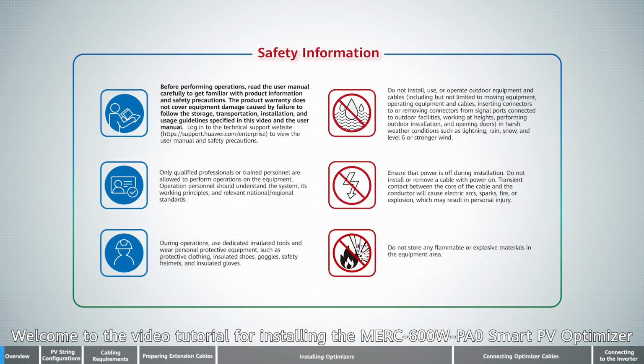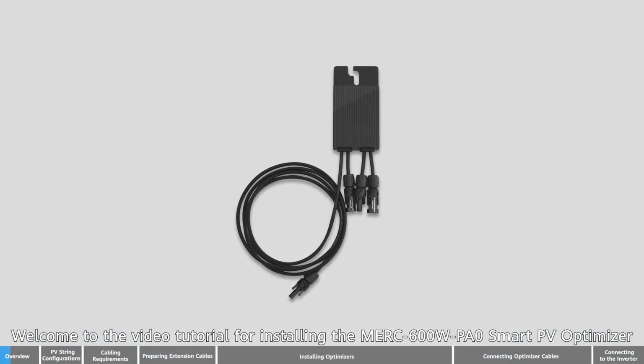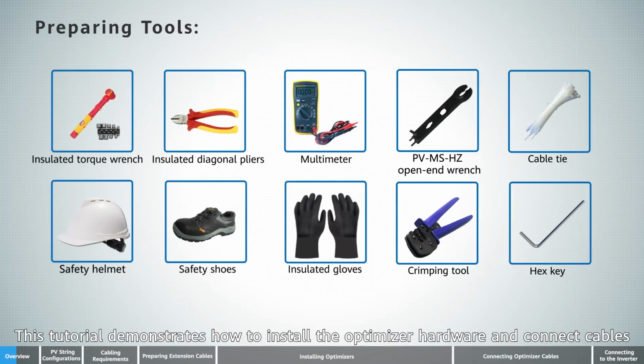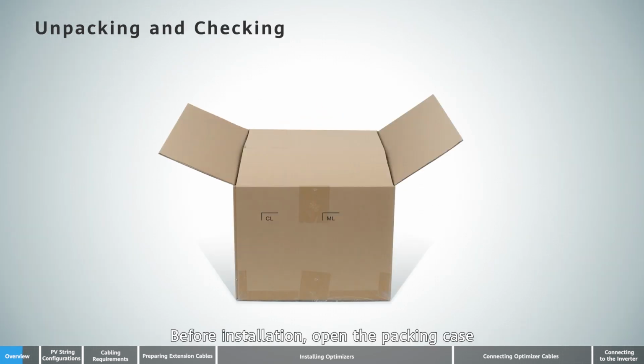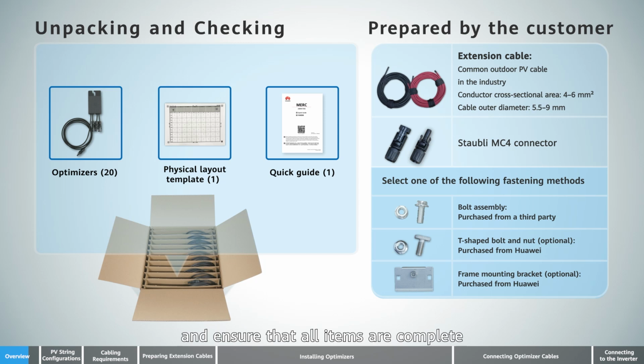Welcome to the video tutorial for installing the MERC 600w-PA0 Smart PV Optimizer. This tutorial demonstrates how to install the optimizer hardware and connect cables. Before installation, open the packing case and ensure that all items are complete.